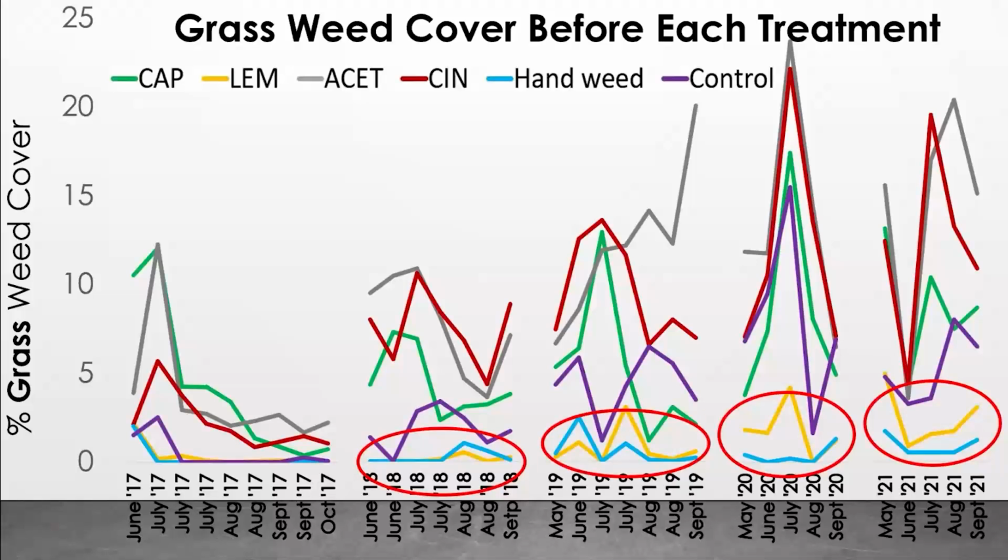I want to highlight that the next generation active ingredient, D-limonene, was comparable in efficacy to hand weeding at reducing grass weed growth. This phenomenon was not seen with the next generation active ingredients, capric and caprylic acid, showing in the green line.